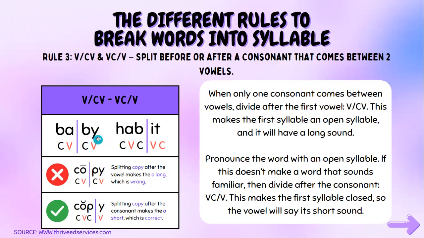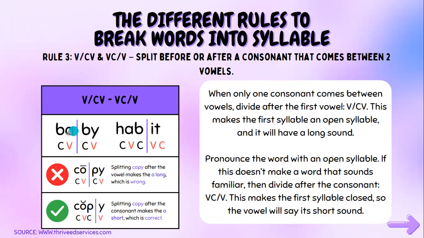For this, we remember the closed and open syllables. Open syllables always have a long vowel sound, and closed syllables always have a short vowel sound. So we can make use of this rule to split the word baby. We know that in baby, the A makes a long vowel sound, and we know that open vowels always have long vowel sounds. So we can split it in a way that the A vowel sound is in an open syllable.